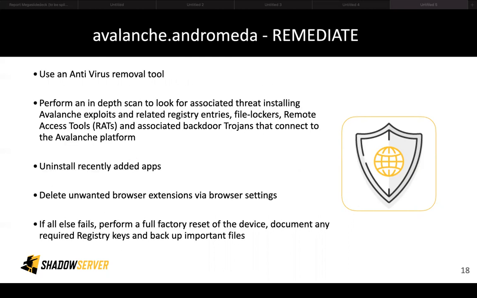Avalanche Andromeda, remediate. To remediate from Avalanche Andromeda if infected, follow the below guidelines. Use an antivirus removal tool. Perform an in-depth scan to look for associated threats installing Avalanche exploits and related registry entries, file lockers, remote access tools, RATs, and associated backdoor Trojans that connect to the Avalanche platform. Uninstall recently added apps. Delete unwanted browser extensions via browser settings. If all else fails, perform a full factory reset of the device and document any required registry keys. And also remember to back up important files.